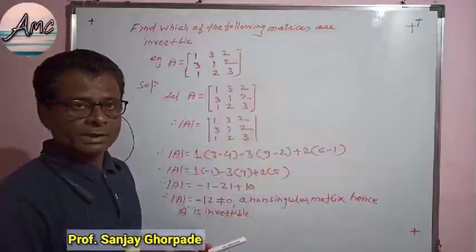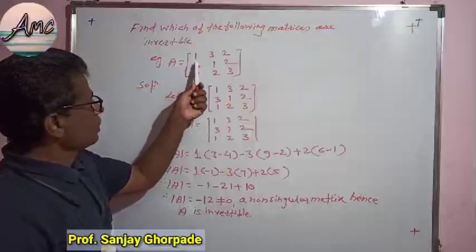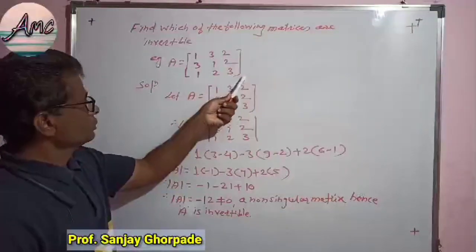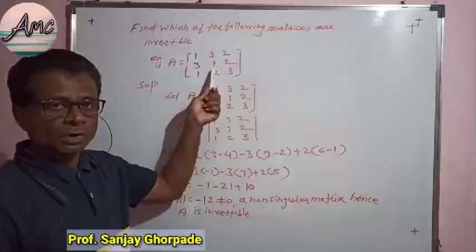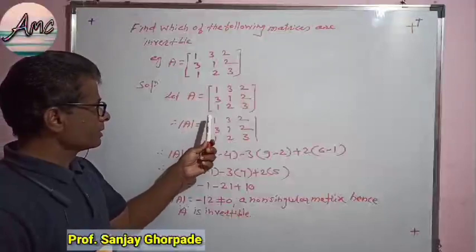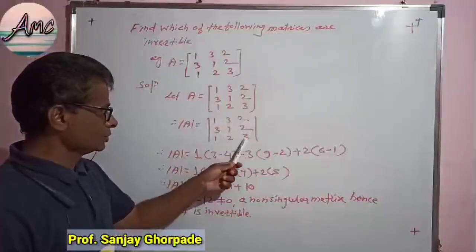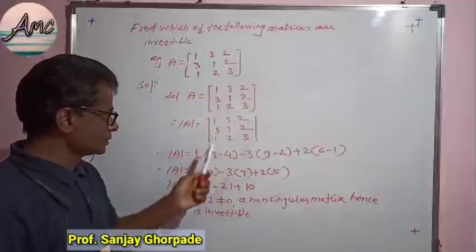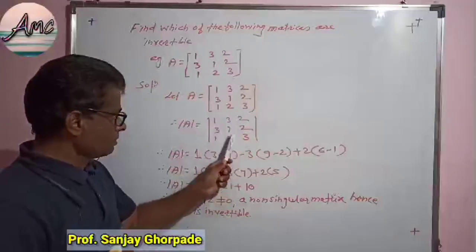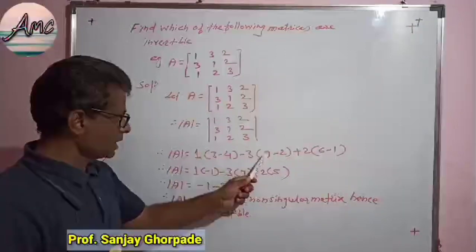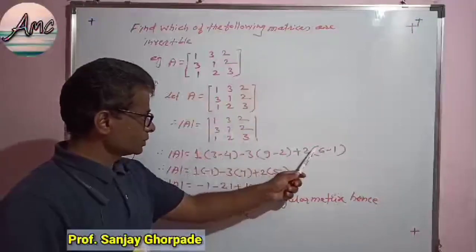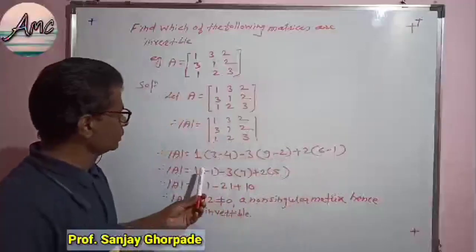Take the next example. Matrix A equal to 1, 3, 2, 3, 1, 2, 1, 2, 3. We have to identify whether it is invertible or not. So the determinant of the given matrix A is the determinant of 1, 3, 2, 3, 1, 2, 1, 2, 3. Now find the value of this determinant. 1 into 1 3s are 3 minus 2 2s are 4, minus 3 into 3 3s are 9 minus 1 2s are 2, plus 2 into 3 2s are 6 minus 1 1s are 1.